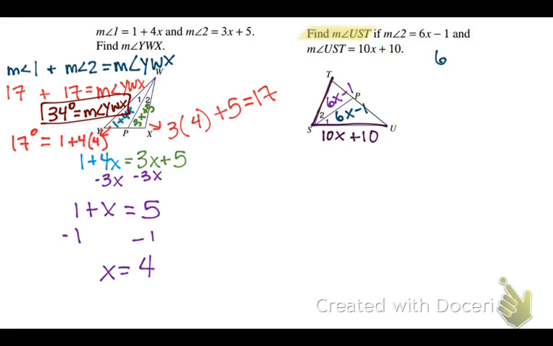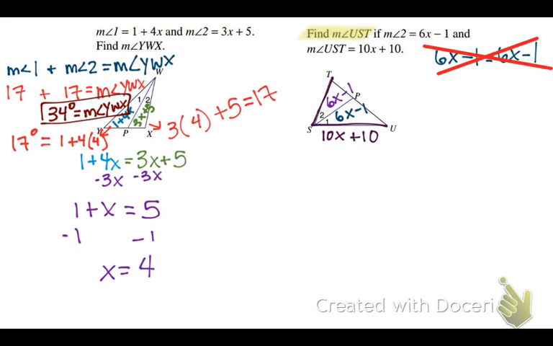Could I set 6x minus 1 equal to 6x minus 1? No. What will happen when I go to subtract 6x? I won't have any x's. What happens when I add 1? I'd have nothing. So this would not work. But here's what I do know. Look at what we did over here. The inner angle was 17 and 17. We added 17 and 17, and it equaled the outer angle. So we're going to do that.